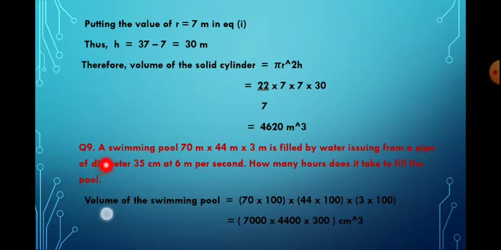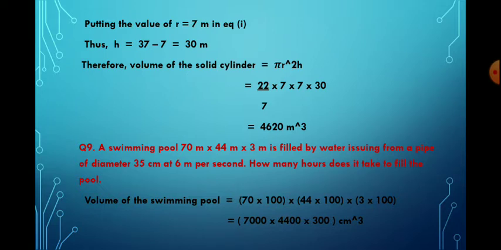Question number 9. A swimming pool 70 meter into 44 meter into 3 meter is filled by water issuing from a pipe of diameter 35 centimeter at 6 meter per second. How many hours does it take to fill the pool?